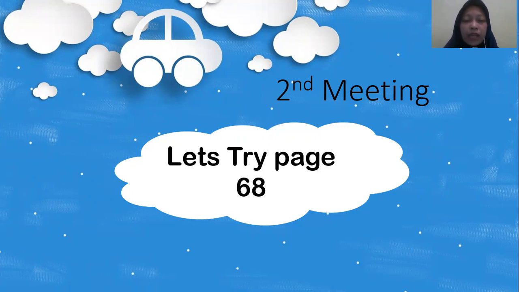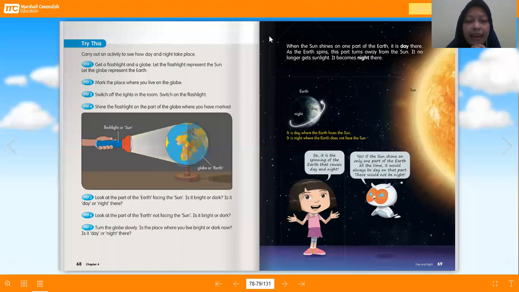And for today we meet but without Zoom, so for this we want to try page 68. I will only play a video about the practical or experiment about that. Let's try page 68. So please open your book, page number 68. This is the Try This activity, carry out the activity to see how day and night take place. And we only see the video like in a picture.